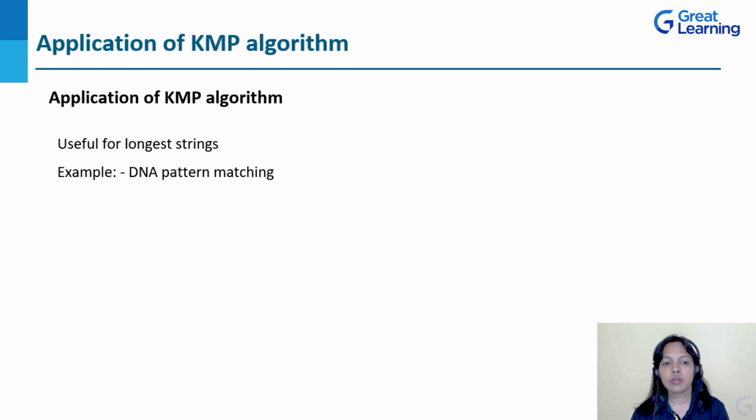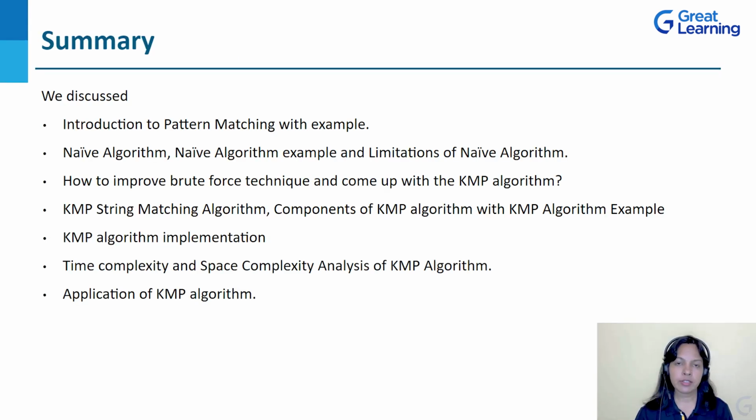One of the examples is DNA pattern matching. In DNA, there are 4 characters, right? For pattern matching on those 4 characters in DNA, the KMP algorithm is generally used. Now let's summarize the session.